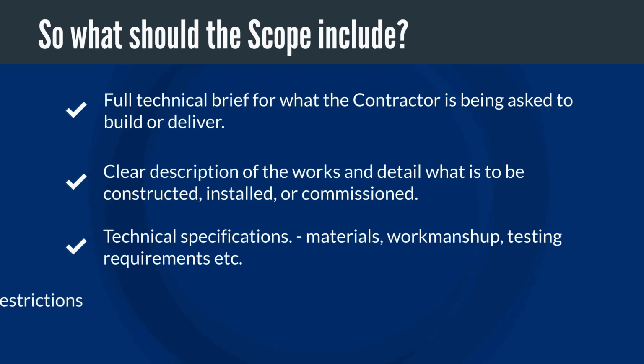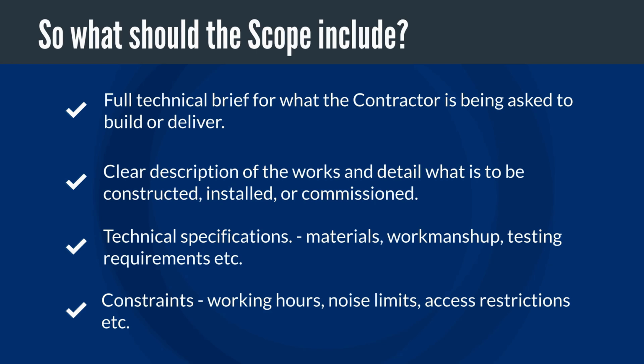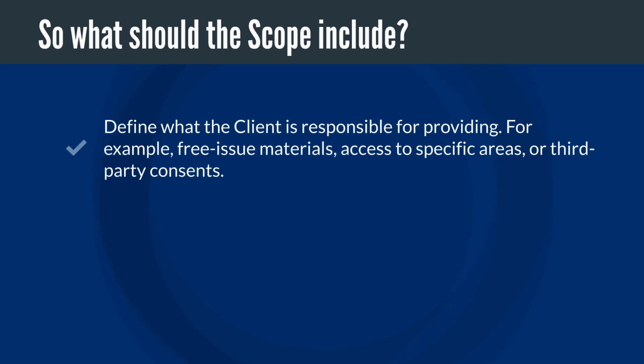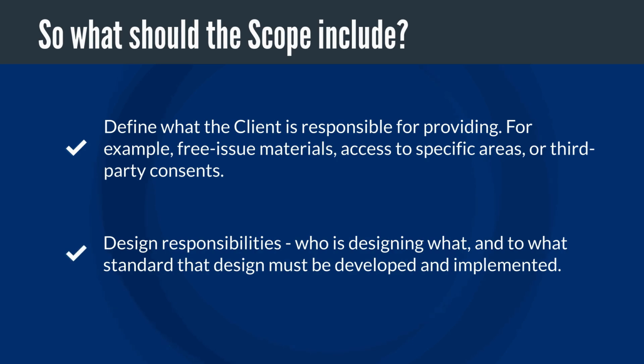Constraints are equally as important. These are the restrictions on how the contractor carries out the works and include things like working hours, noise limits, access restrictions, or sequencing requirements imposed by the client. The scope should also define what the client is responsible for providing. For example, free issue materials, access to specific areas, or third-party consents. If the client is providing something, it needs to be explicitly stated. Finally, it should cover design responsibilities. This will set out who is designing what, and to what standard that design must be developed and implemented.